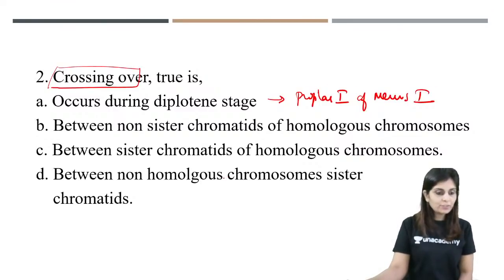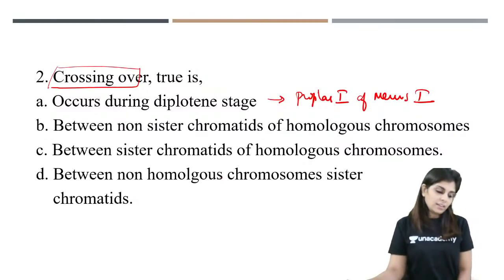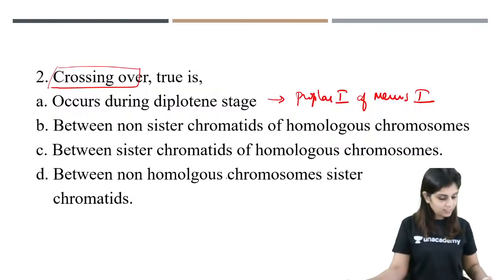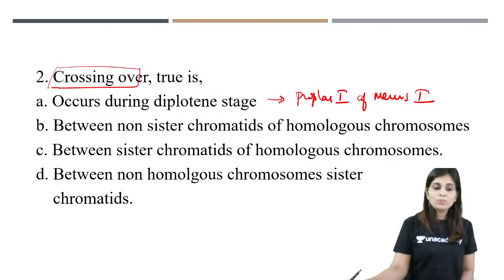Can I expect an answer for this? Does it occur during diplotene stage? Okay, let me help you answer this question because I haven't gotten the answer yet. I want you to know that crossing over happens. Okay, somebody says it's C.